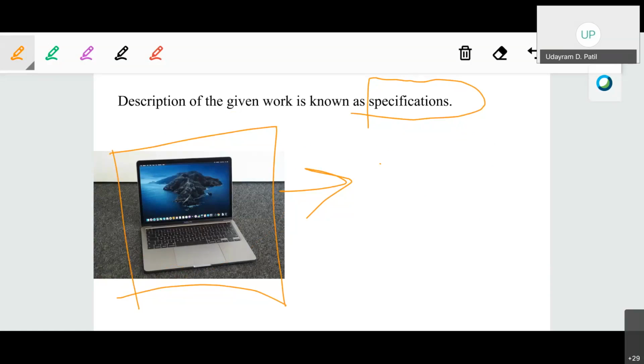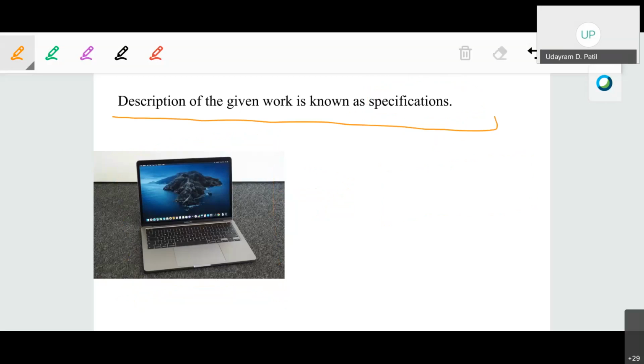Sorry, item. Whatever information you can collect is known as the specification of that particular item. So the description of the given work is known as the specification. Similarly, in case of your mobile.